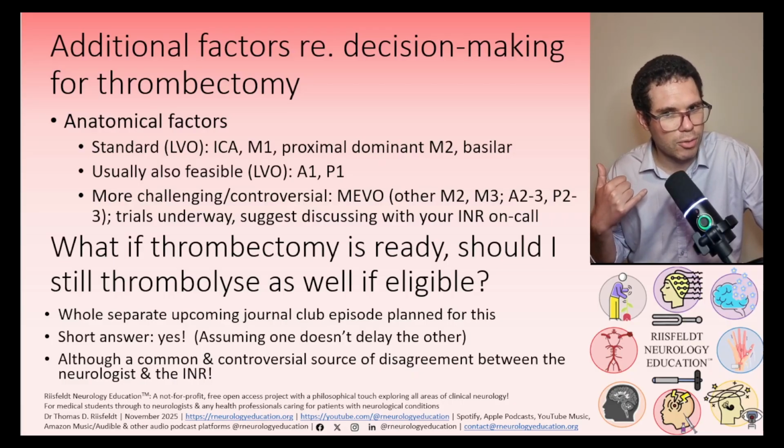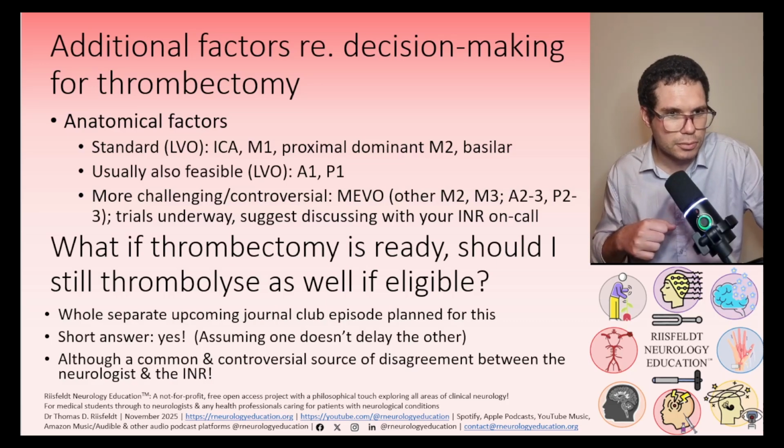What do you reckon? Can you have a look at the imaging and let me know what you would like to do? So just make the phone call and see what they think.